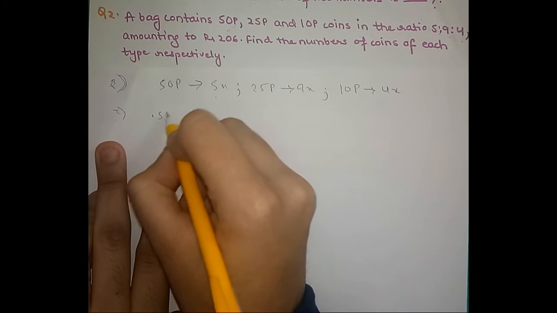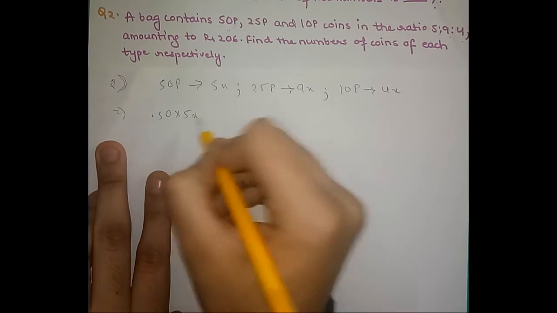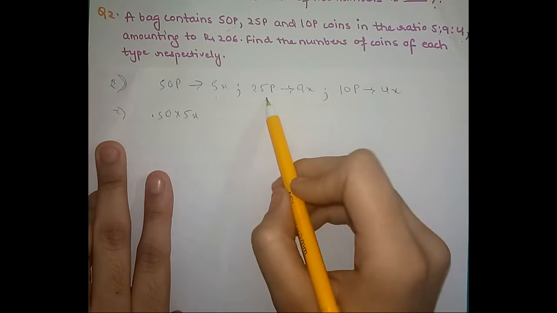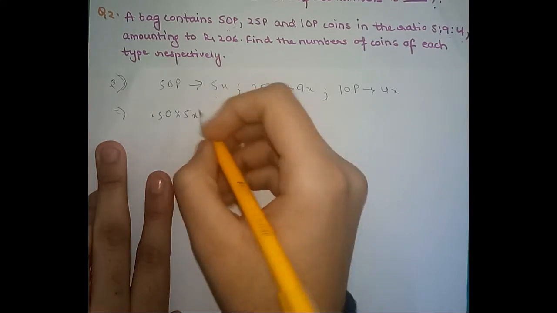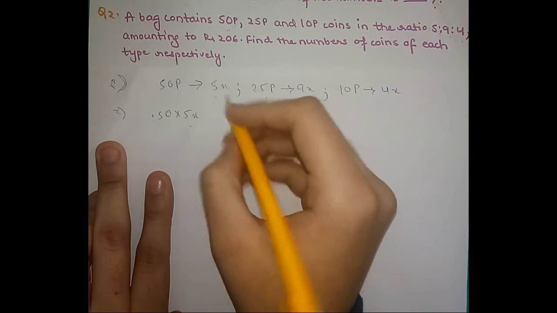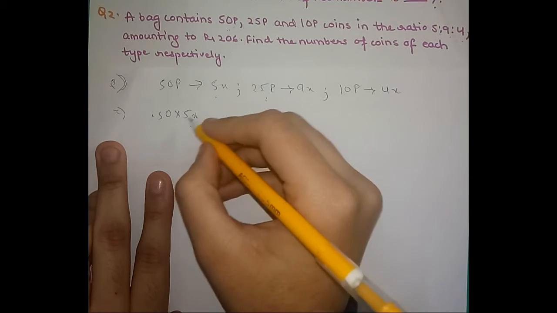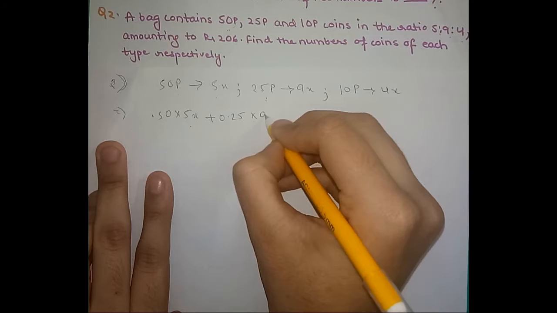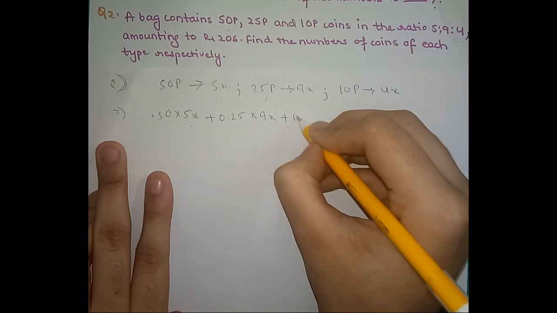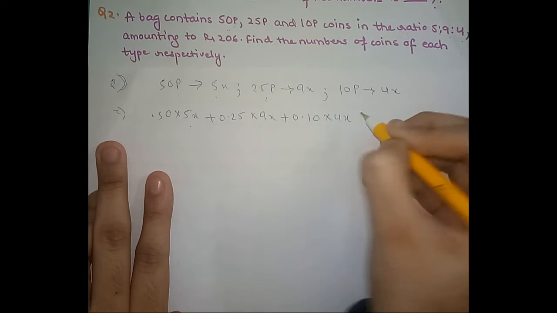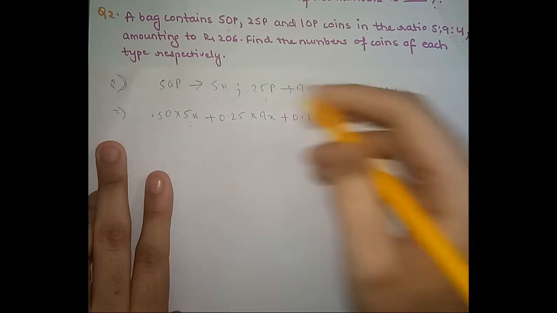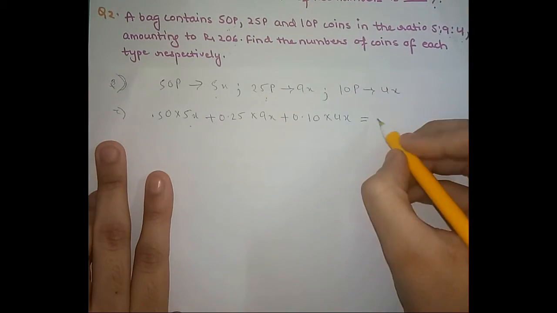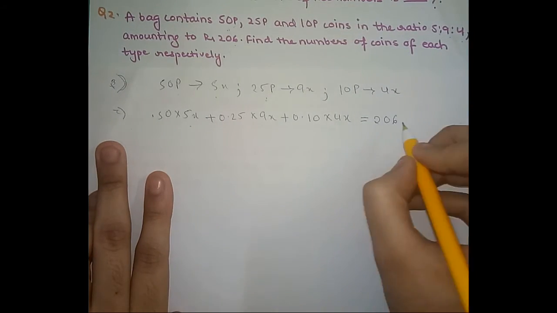It will be 0.50 into 5x. In a similar way with the 25 paise and 10 paise, it will be 0.50x plus 0.50 into 5x plus 0.25 into 9x plus 0.10 into 4x. This whole will be amounting to rupees 206. So it will be 206, right?